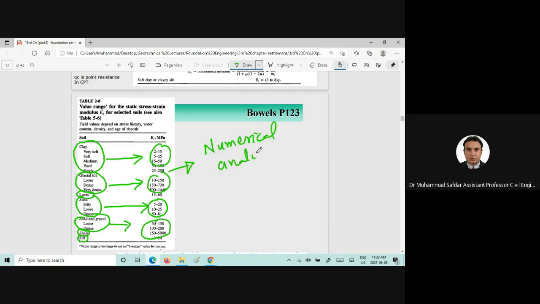numerical analysis using software such as Fluxes, GeoStudio, and Slide, and many others in geotechnical engineering.